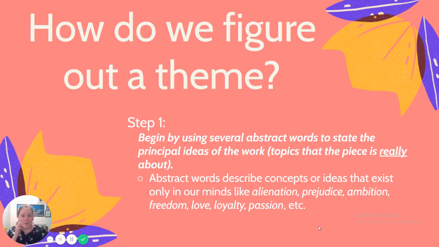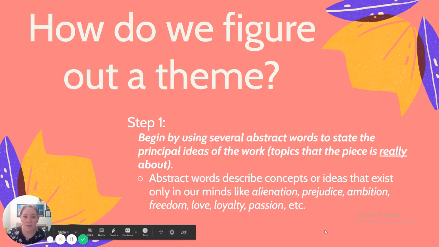So how do we figure out a theme? Well, we come up with a list of these ideas that are in whatever work we're looking at. So things that the piece of work is really about. So again, we have those abstract words. Those are the thematic topics. So alienation, prejudice, ambition, freedom, love, loyalty, passion, those kinds of things.